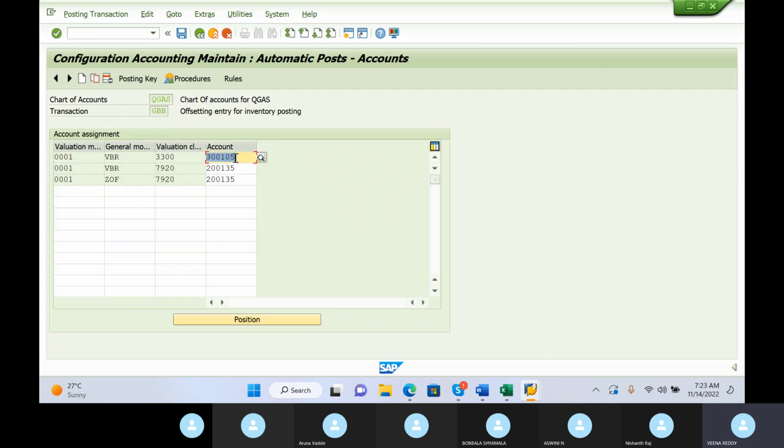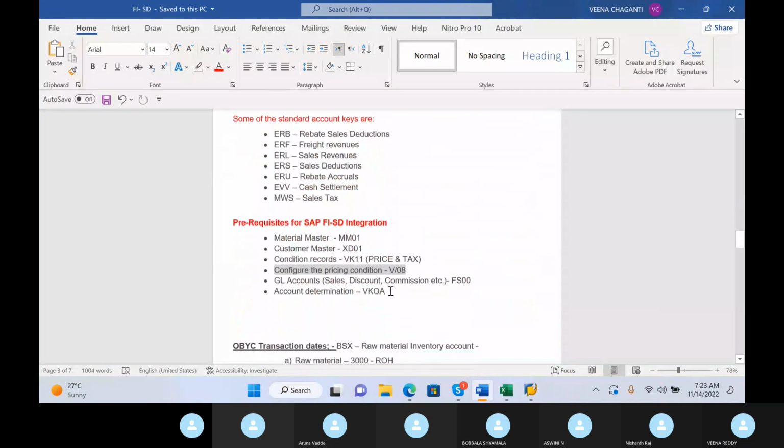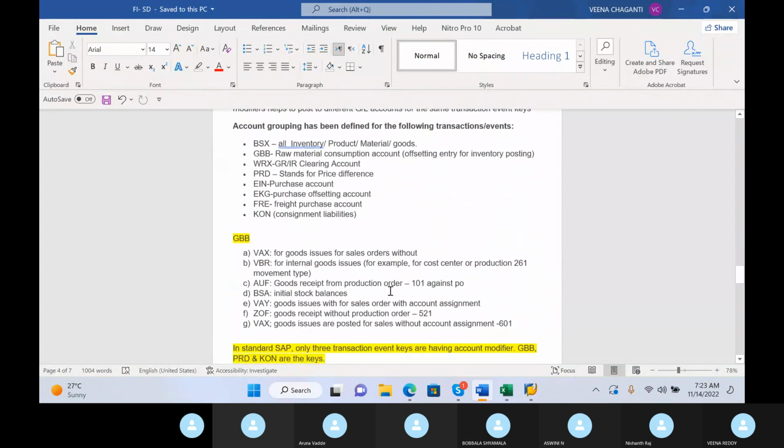Coming to accounts, this is the account. I'll show the valuation modifier, as we know, the plant or company code. Okay, general modifier VBR. Here, VBR is for internal goods issue. As I said, this is only happening at the internal level. The goods that are scrapped, or that we are sending to some other place, those offsetting entries will be picked according to the movements in our organization.